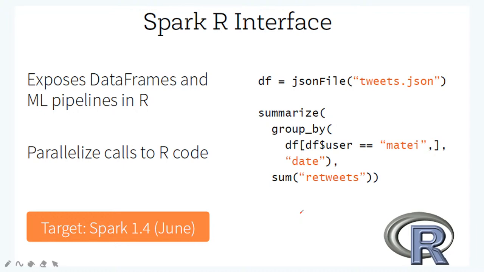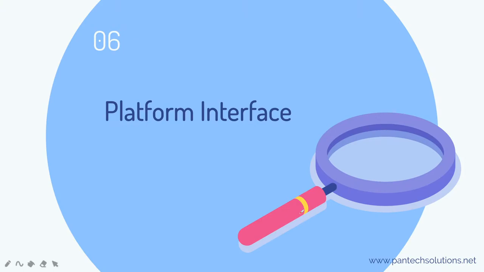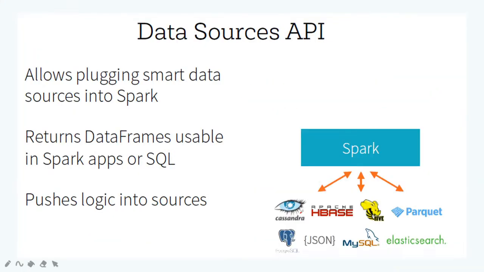And this is one of the things we are using in the Spark interface, exposing the data from the pipeline. After Spark interfaces, we have platform interfaces. We already saw about this, right? Using Spark core, we will use things like Cassandra, HBase, Hive, Parquet, PostgreSQL, JSON, MySQL or Elasticsearch.